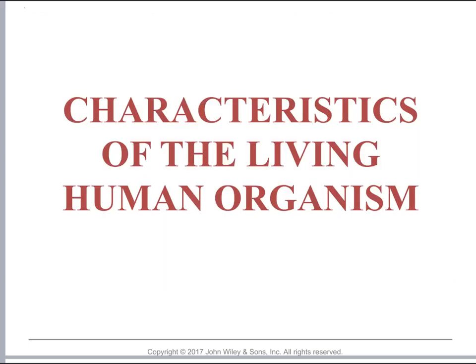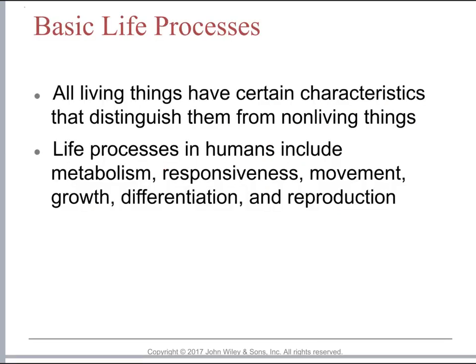What makes living human organisms living? So we are going to look at the characteristics of the living organism. So we have a few key definitions for basic life processes. Number one, all living things have certain characteristics that distinguish them from non-living things. Life processes in humans include metabolism, the ability for our cells to use energy to do work. We talk about words like basal metabolic rate. We link this with the endocrine system and the digestive system for overall growth and cellular respiration, cell work.